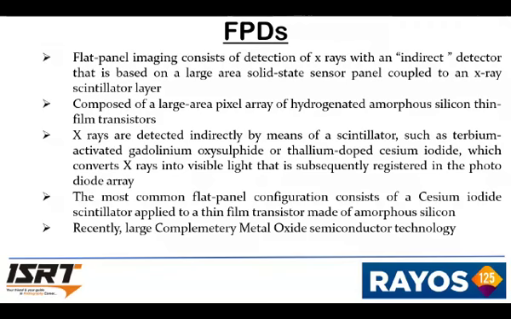And X-rays are detected indirectly by means of scintillators such as terbium activated gadolinium oxysulfide or thallium doped cesium iodide, which convert X-rays into visible light that is subsequently registered by a photodiode array. The most common flat panel configuration consists of cesium iodide scintillator applied to the thin film transistor made of amorphous silicon. Recently, large complementary metal oxide semiconductor technology.